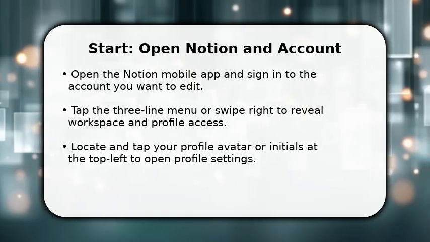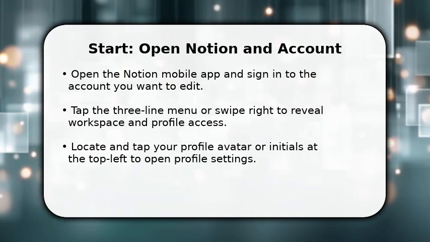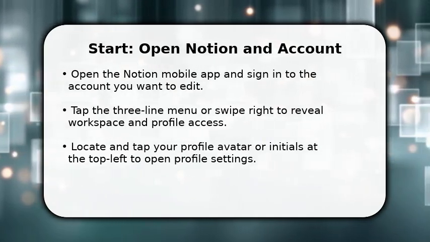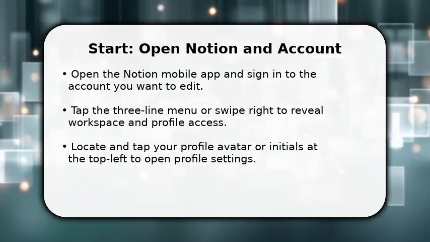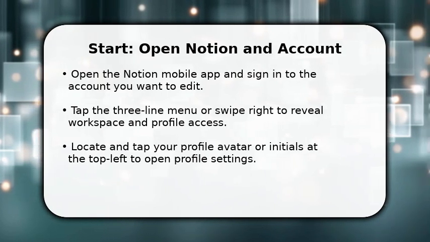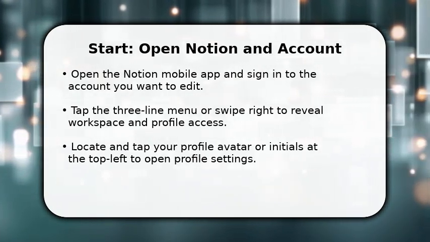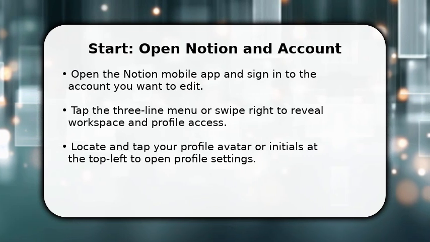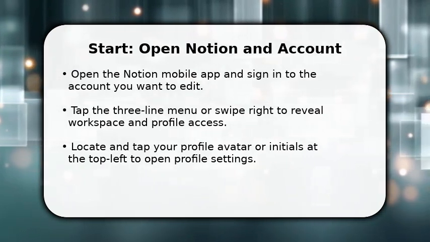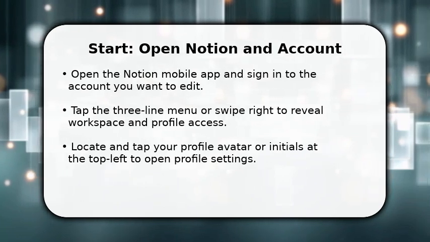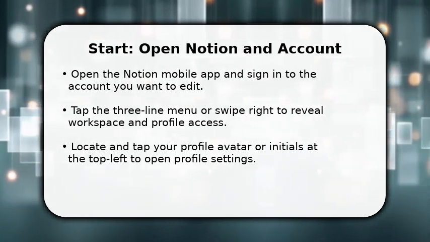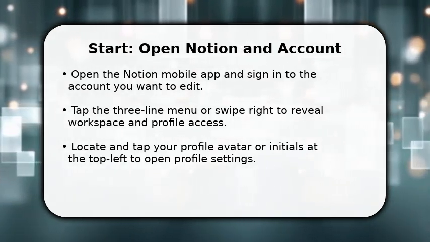You're opening Notion on your phone and going straight to the profile area, no prep needed. Sign in if required, then tap the top left avatar or initials to access profile settings. Once there, tap Edit or Change Photo to begin. If you see multiple workspaces, make sure you've selected the correct one. The profile image is workspace specific. This first step gets you ready to choose an image from your camera, camera roll, or a file picker.